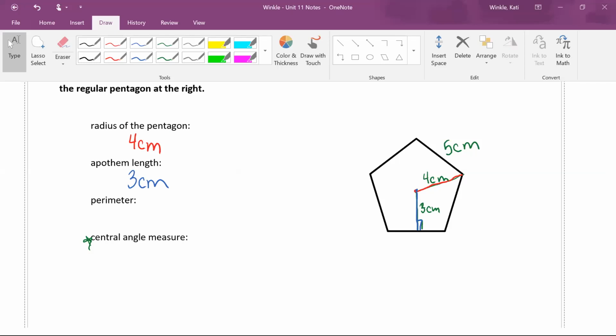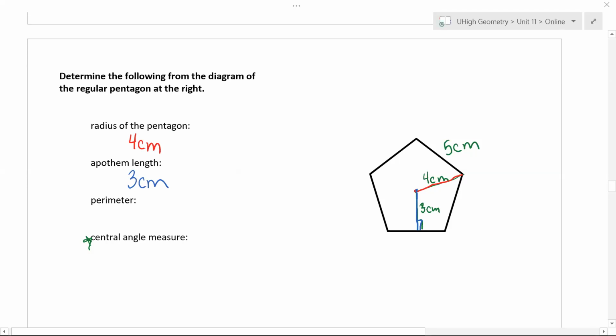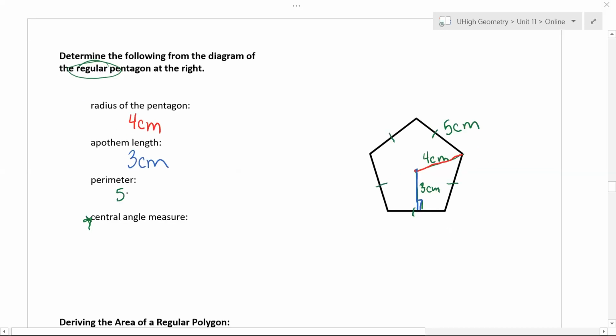And the perimeter is going to be going all the way around my shape. And remember, since this is a regular polygon, I know that all of my sides are congruent. So I can do 5, which is my 5 centimeters, and then multiply it by the number of sides that I have, which is also 5. So that means my perimeter is going to be 25 centimeters.